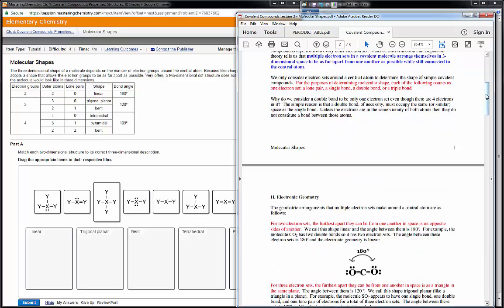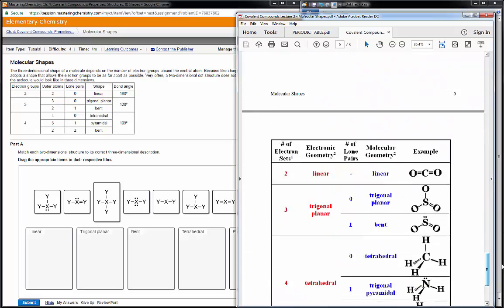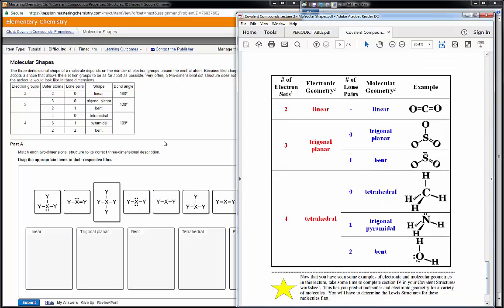And here it is in your lecture notes. I go through it in detail, but at the end I've got a little chart. This chart is slightly different than this chart in that I've got electron, here they call it electron groups, I call them electron sets. And they have lone pairs. And what they're calling the shape is what I'm calling the molecular geometry.